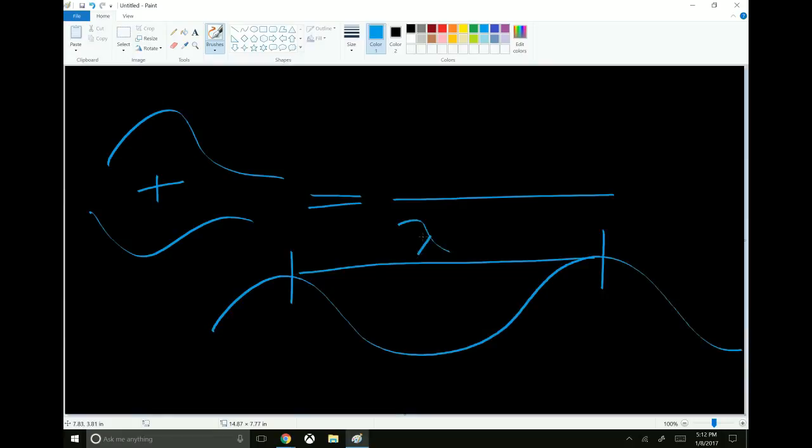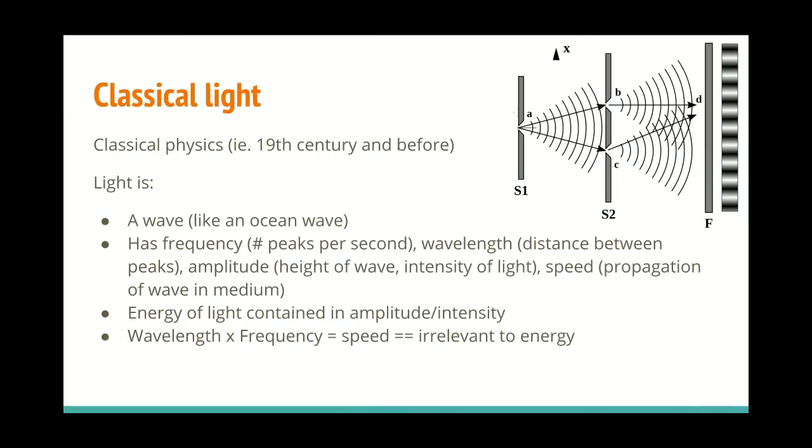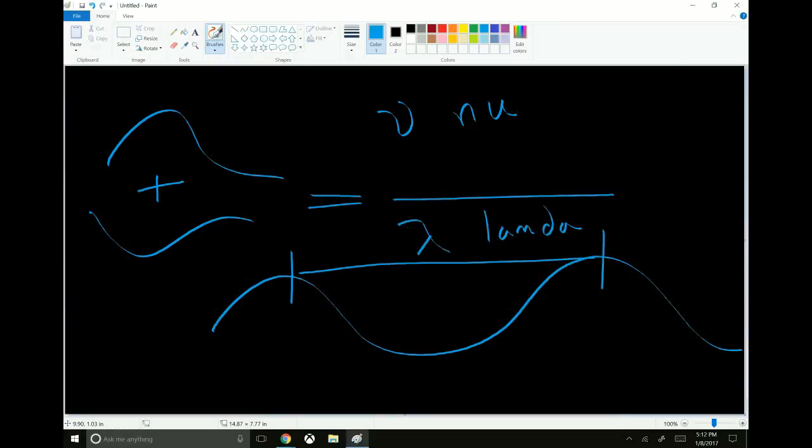It's traditionally used by physicists to talk about wavelength. Whereas for frequency, we use the Greek letter nu. And the units of frequency are per second, 1/seconds, or hertz. And the units for wavelength are just distance, so meters, microns, nanometers, and so on.